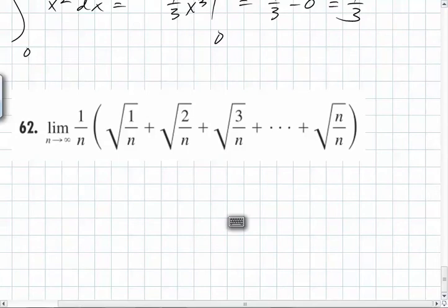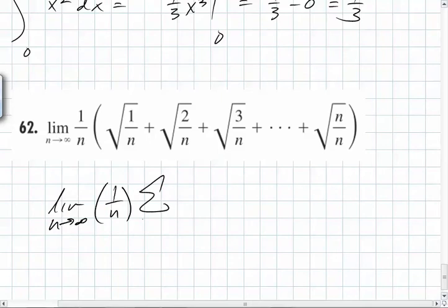So what are you looking at so far? You're looking at the limit as n goes to infinity of the width 1 over n times the summation of i equals 1 to n of some function of x sub i. What's x1 in this case? 1 over n. What's x2? 2 over n. Exactly. What function is being acted upon? The square root function. So this is just the square root of x sub i.